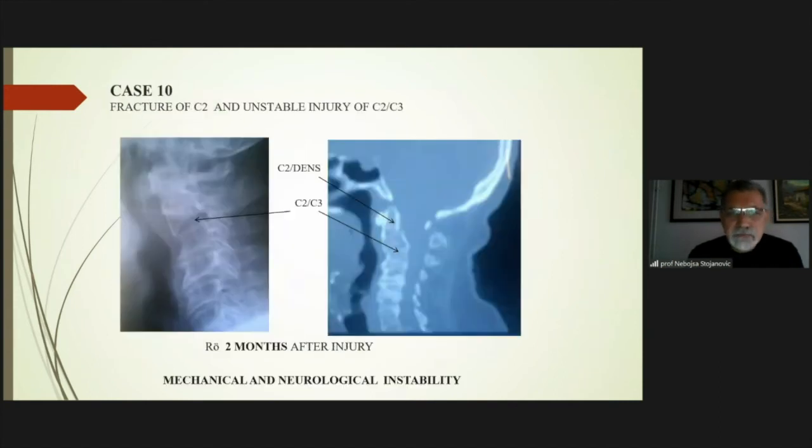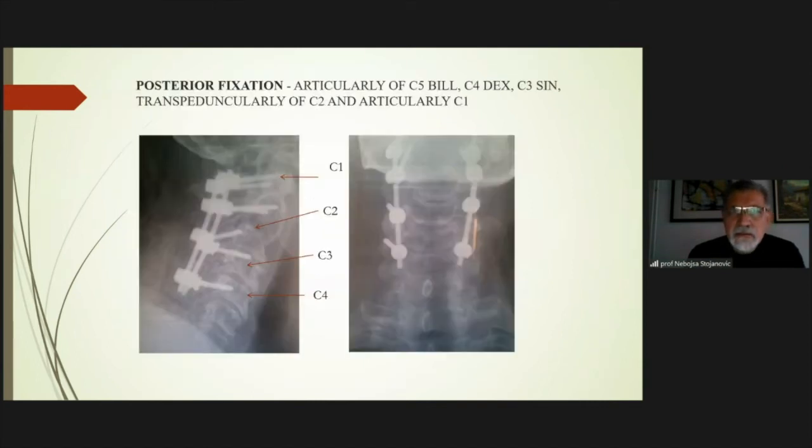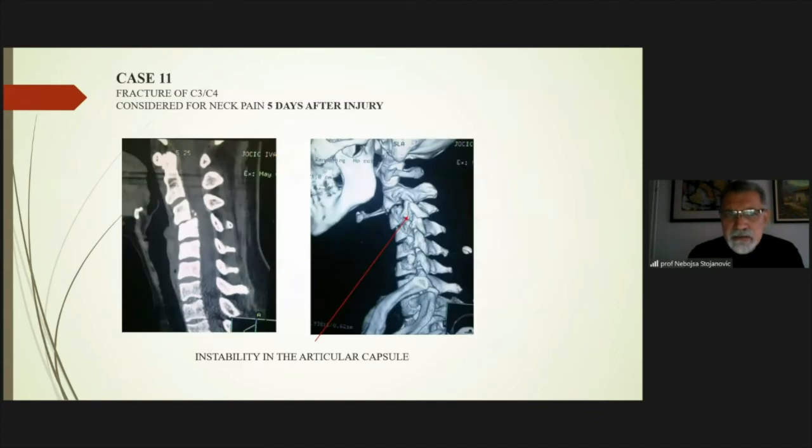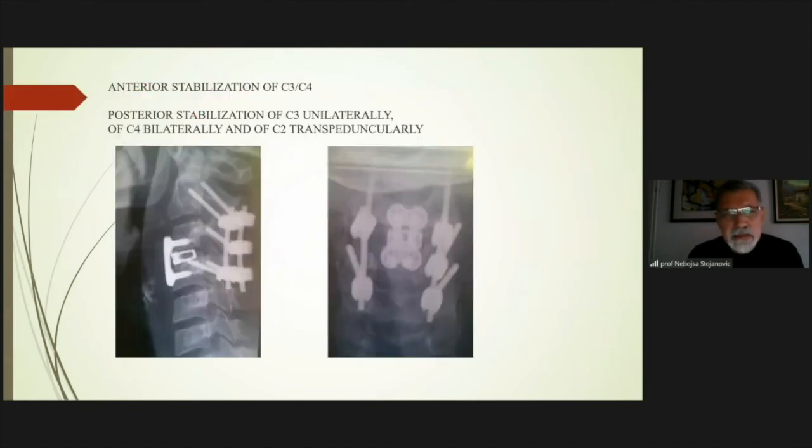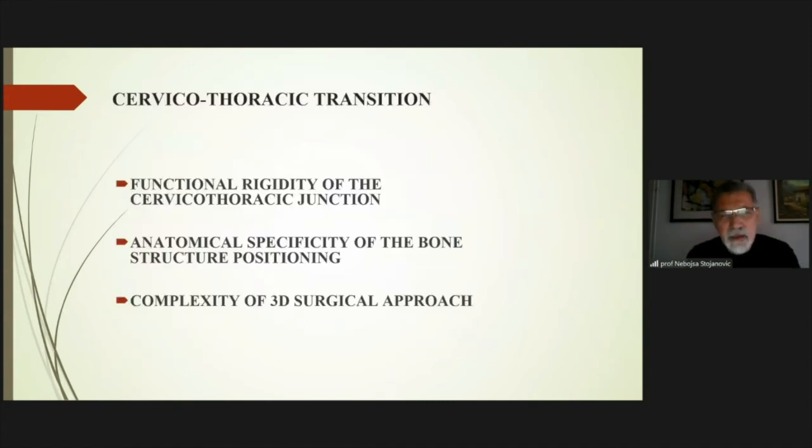Same case. In this case, fractures and instability C2, C3, mechanical and neurological instability, and we prefer only posterior stabilization. This is an interesting case. We have 3D instability, mechanical and neurological instability, bilateral fractures of the articular masses, and we prefer anterior and posterior stabilization in this case.